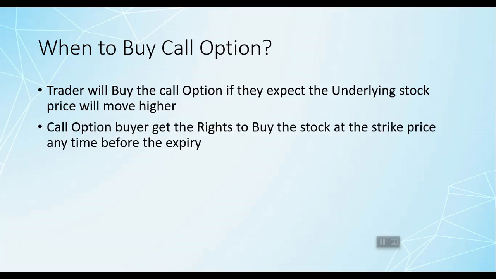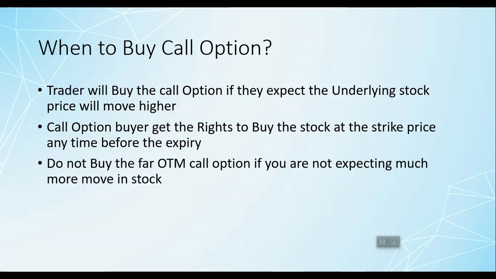By buying a call option, the buyer gets the right to buy the stock at the strike price. Let's say the stock is trading at 100 rupees and you buy the call option at 110. You get the right to buy that stock at 110 rupees. Even if the price moves to 150 rupees, you can buy the stock at 110 as a call option buyer. Always make sure you are not buying too far out of the money options, unless you expect the stock to move very violently on the upside.